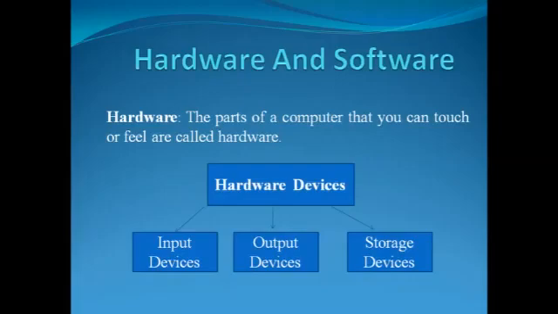Let's take an example of a music player. While music is playing, you can touch the music player, that is hardware, but you can't touch the song, which is known as software. Hardware of a computer is further classified into three parts: input, output, and storage devices.